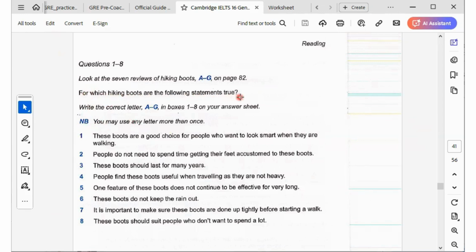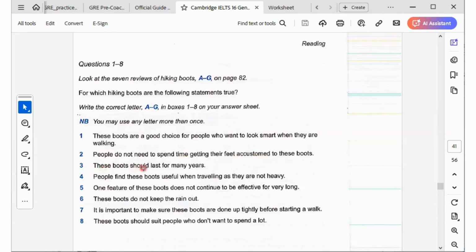For which hiking boot are the following statements true? Number 1, these boots are a good choice for people who want to look smart when they are walking. Look smart is a keyword here. Then walking. Number 2, people do not need to spend time getting their feet accustomed to these boots. Do not need to spend time, treat all those as one keyword. Then getting their feet accustomed.